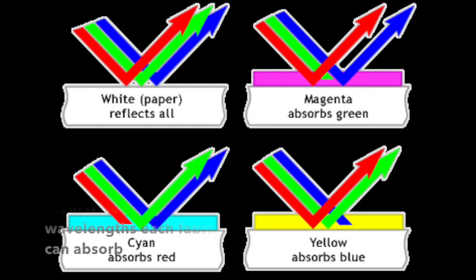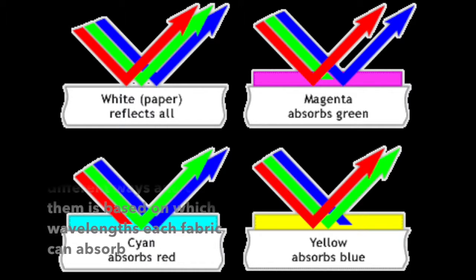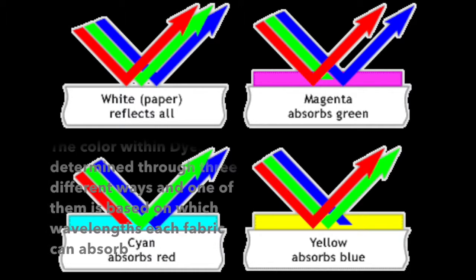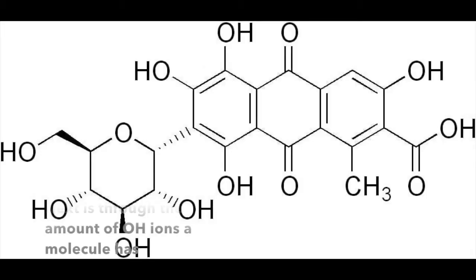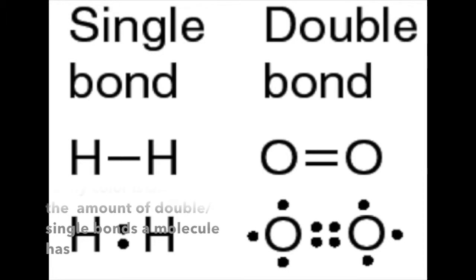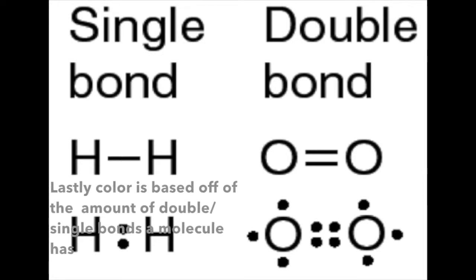The color within dyes is determined through 3 different ways, and one of them is based on which wavelength each fabric can absorb. Next is through the amount of OH ions a molecule has. Lastly, color is based off the amount of double/single bonds a molecule has.